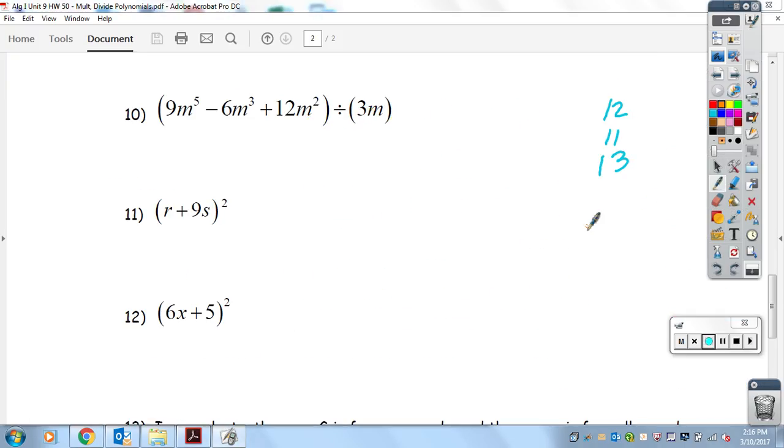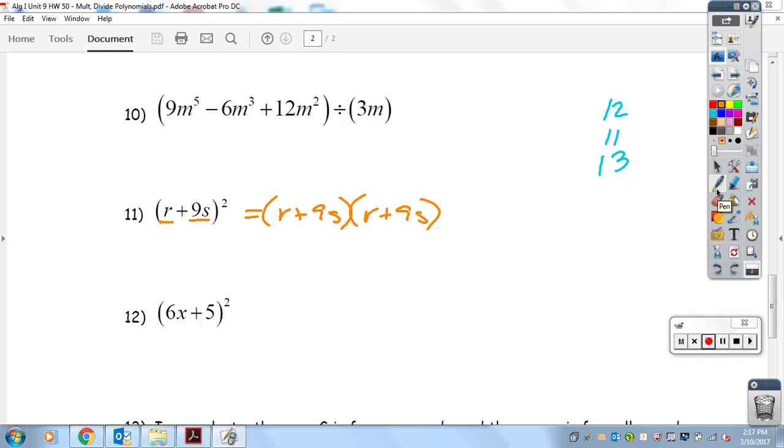Number 11, you might be tempted to say, oh, I'll distribute the 2, which is wrong. That does not happen. We do not distribute the 2. We do that when it's one term. This is a binomial, not a monomial, so you cannot do this. This is 2r plus 9s. So you need to set it up as 2 binomials, and then we can double distribute.